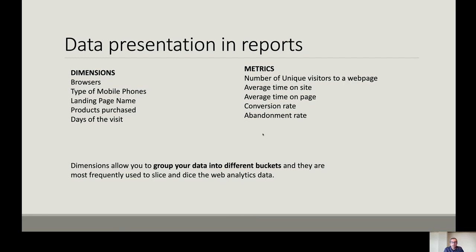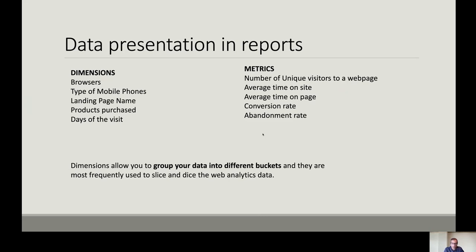If you come to metrics, these are numbers. For example, the number of unique visitors to a web page, right? Or the average time spent by a user on a website, in terms of minutes, you can think about that. Or the average time spent on a page on a website, or the conversion rate of users as a percentage, or the abandonment rate as a percentage. Okay, so we'll talk about each of these metrics a little bit more in detail as we go along, right?